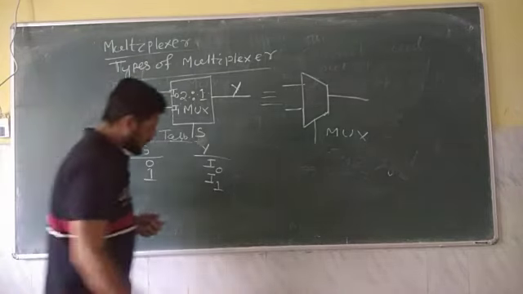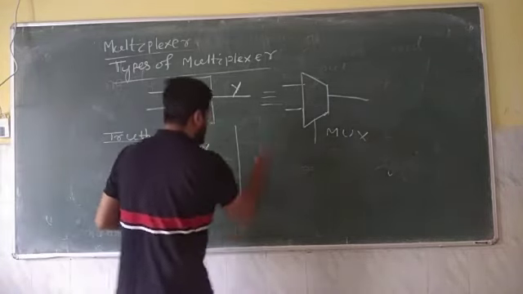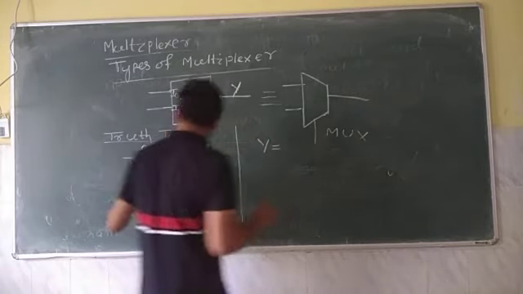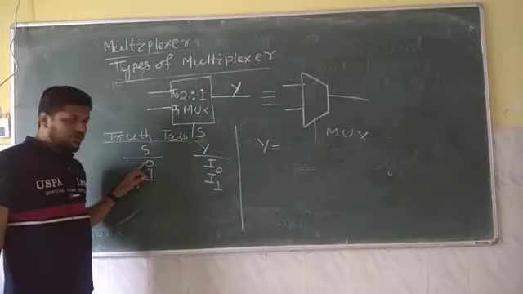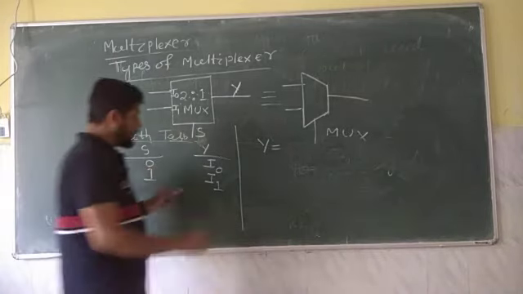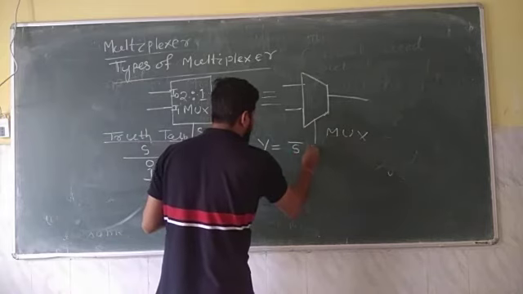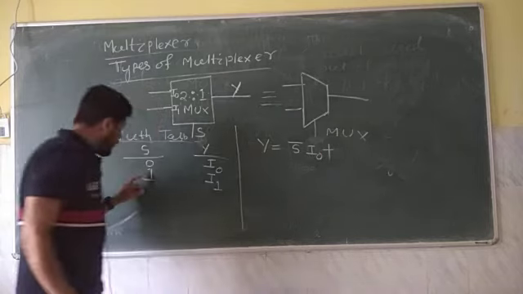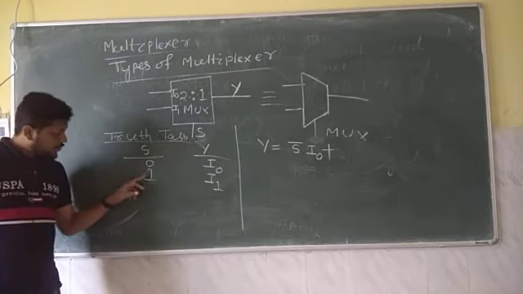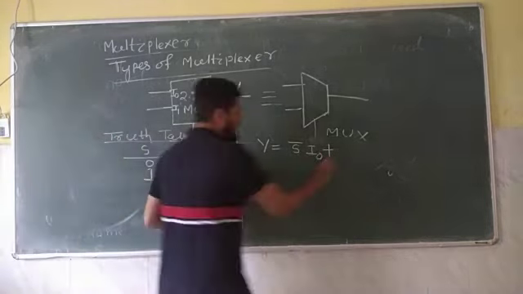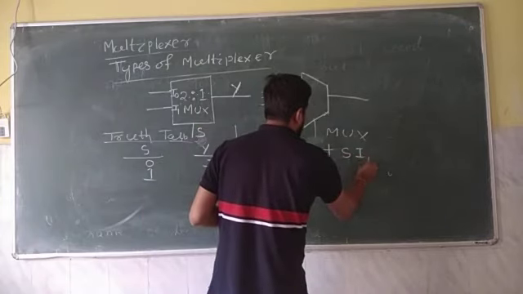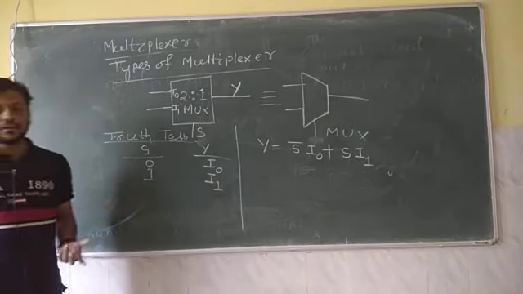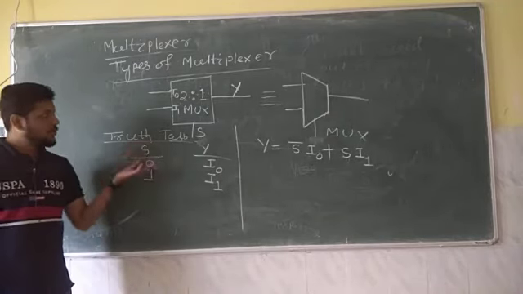So how are we going to write this in equation format? When S is equal to 0, Y is equal to I0, so we can write this as S bar I0. When S is equal to 1, Y is equal to I1, so we can write this as S into I1. So S bar I0 plus S I1 is the logic equation for your multiplexer.